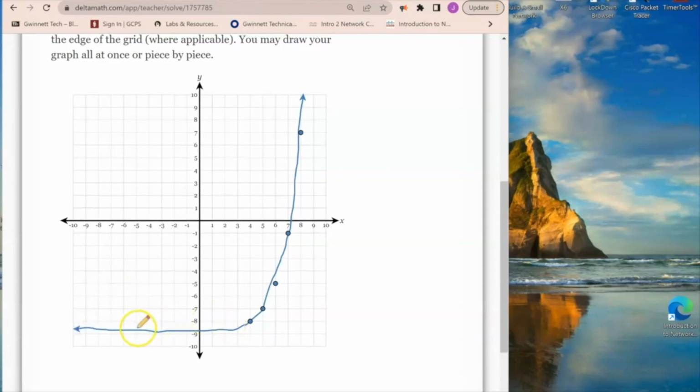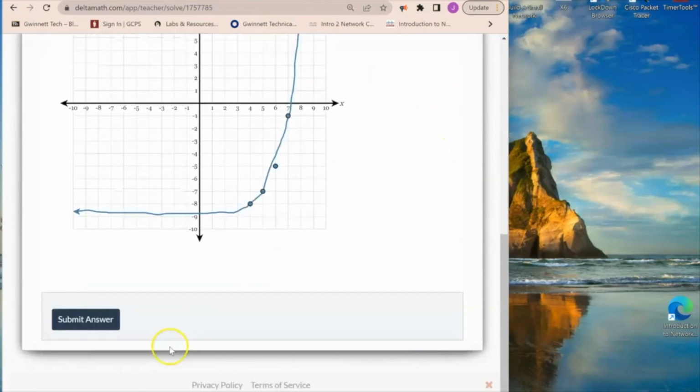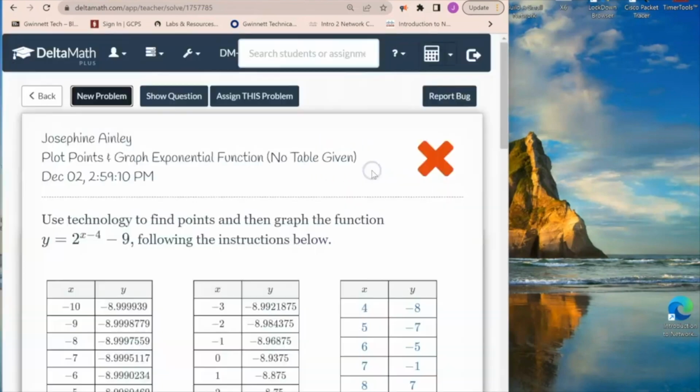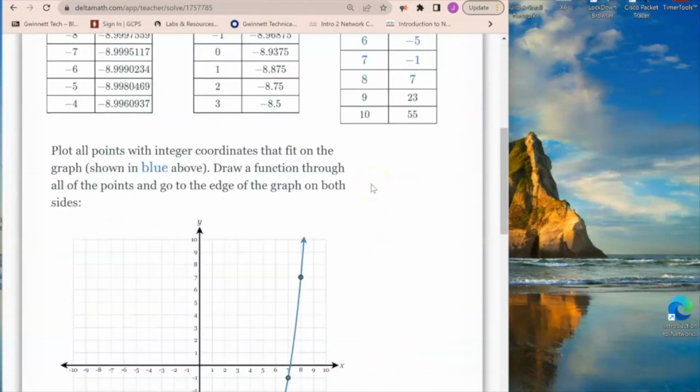You can see how bad my graph is. It's going up, it's going down, it's doing all of this. I missed this point. As long as your arrows are going forever that way and forever this way, and you curve into the isotope, you should be good. So let's go ahead and check this out. So submit my answer. I guess you're not good.